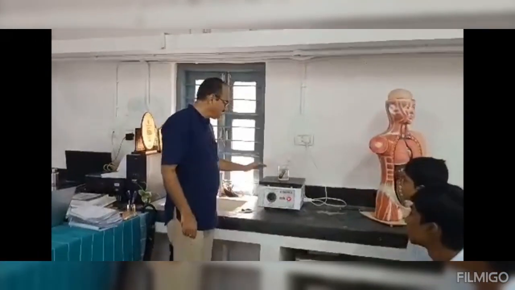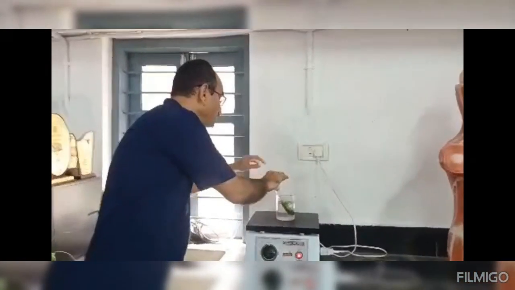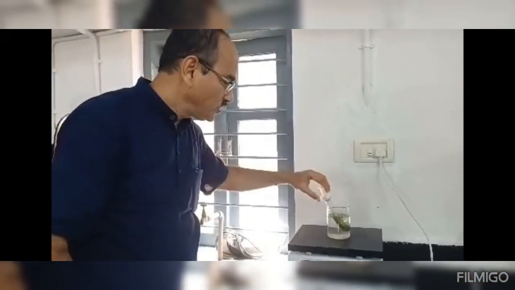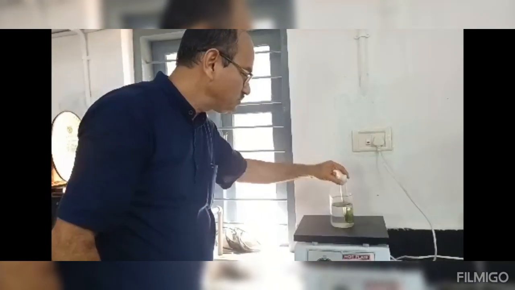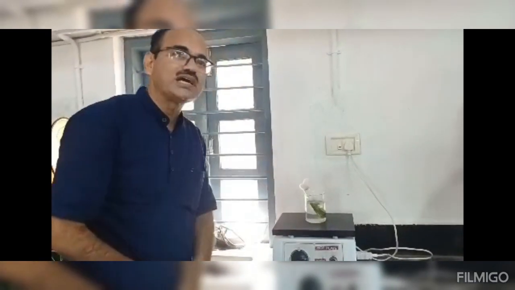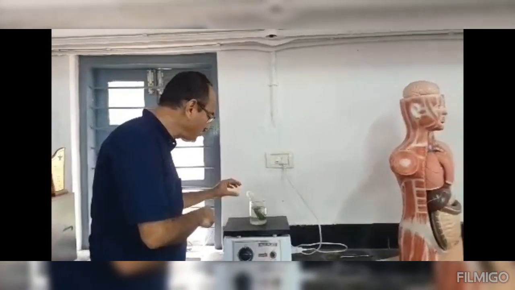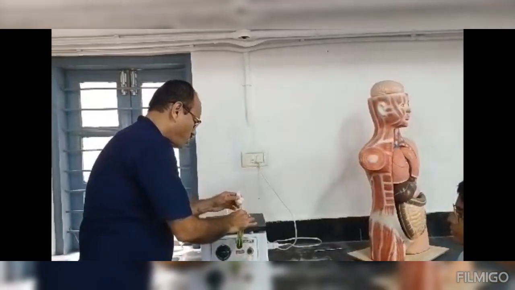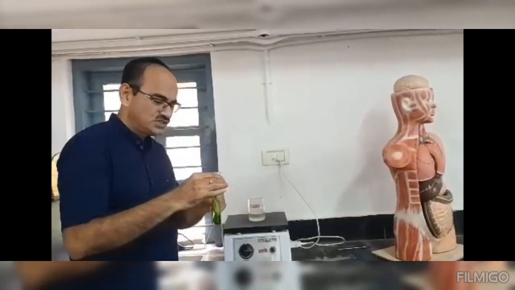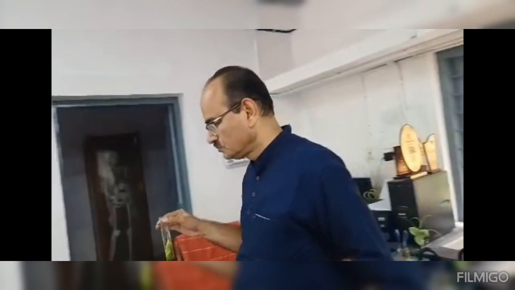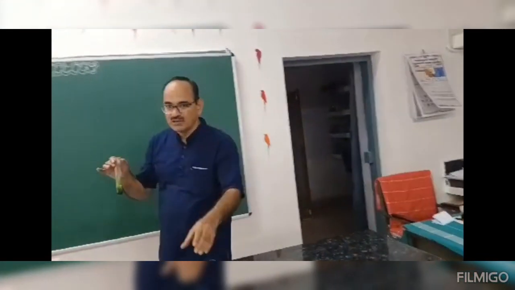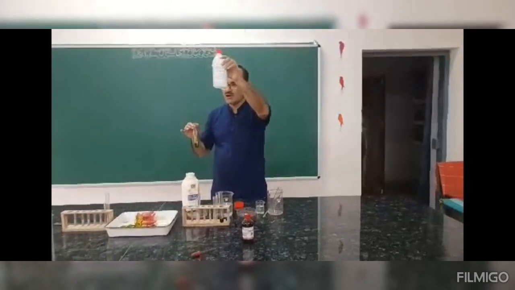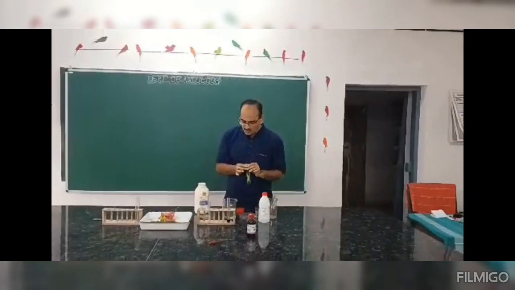For you, I have already prepared boiling alcohol, you can see here. It is boiling, but the alcohol I have taken in a test tube, and I am boiling it indirectly. Can you tell why I am boiling it indirectly? You know that alcohol is highly inflammable, it will catch fire. This is the alcohol.